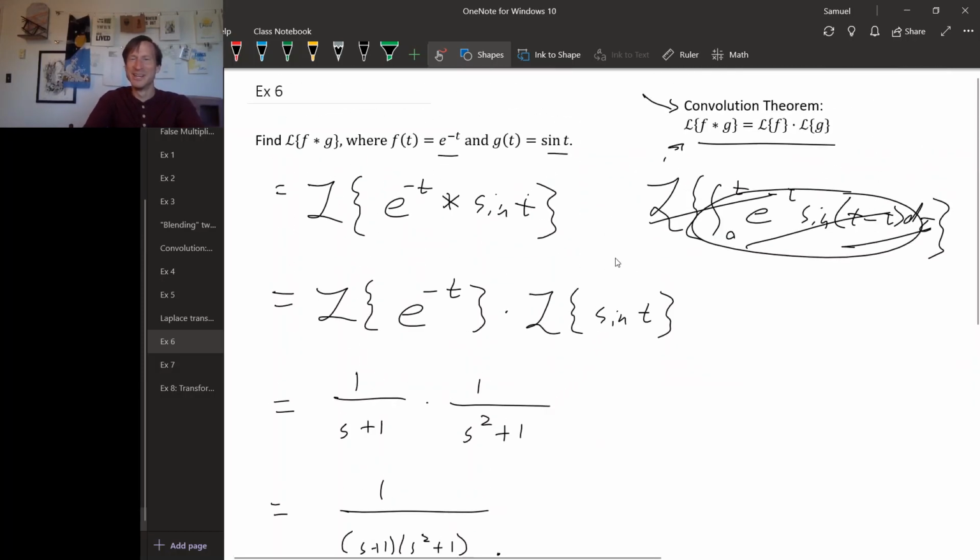Okay, so we were able to work out this Laplace transform without doing any integrals. We didn't have to use any of these awful integral definitions. We just used the convolution theorem together with a couple Laplace transforms that we already knew. So that's a pretty nice trick.